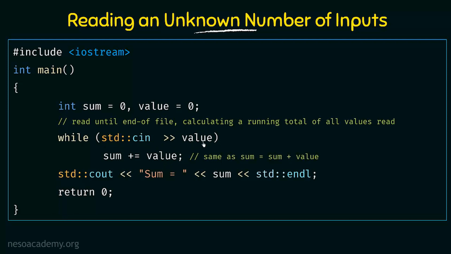And when will it not be true? It will not be true when we enter an end of file value, or if we enter an invalid value here. That means if it is not an integer, at that time this will become false, and then we will come out of this while and then it will print out this cout statement sum equal to sum, that is the latest value of the variable sum, and then we print a new line.